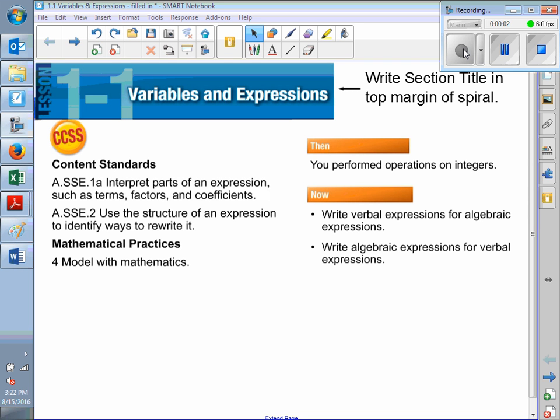Lesson 1.1 is variables and expressions. Today you're going to interpret parts of an expression, such as terms, factors, and coefficients, and you are going to use the structure of an expression to identify ways to rewrite it. So in other words, you're going from English to math, okay? And then you're going to translate again from math to English, back and forth, okay? All right.